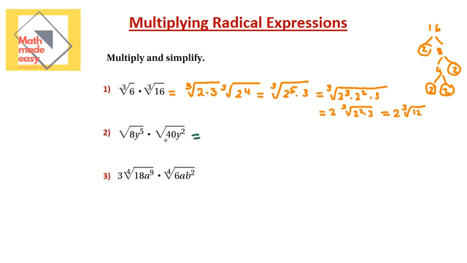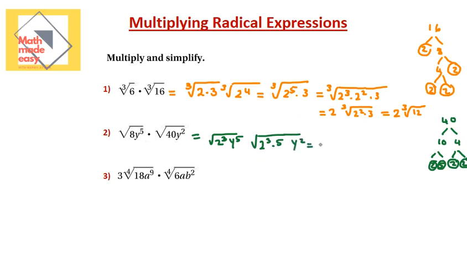In here we have the square root of 8y to the power of 5 multiplied by the square root of 40y to the power of 2. I'm trying to simplify first. I know that 8 is going to be 2 to the power of 3, and I have y to the power of 5 here, and that is multiplied by, well, 40. If I want to find the prime factors of 40, 40 is 10 times 4. 10 is 2 times 5, both are prime, and 4 is 2 times 2, and both are prime. So I have 2 cubed multiplied by 5, and that is the prime factors of 40. Then I have y squared.